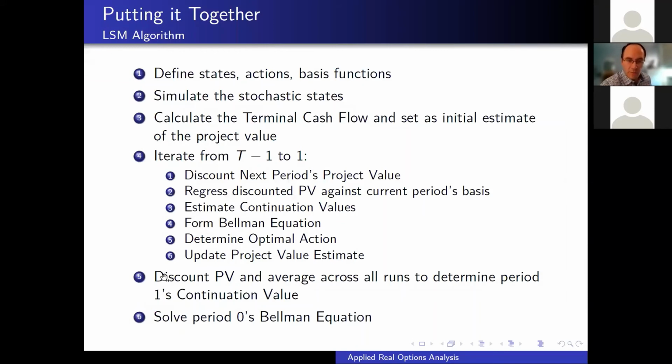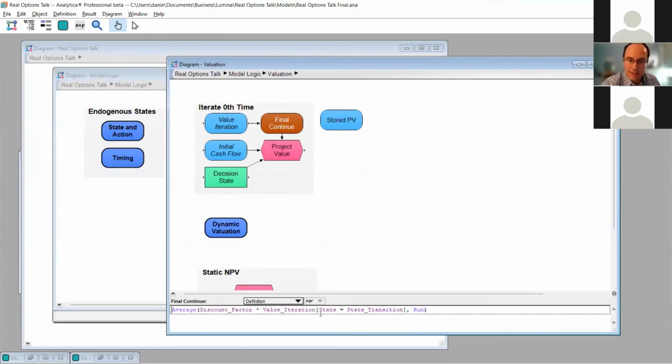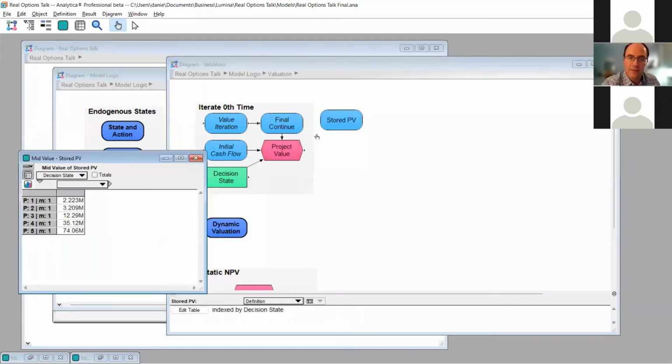There's one final step, because again, we need to solve for step 5: discount the project value in period 1, average across all the runs for the period 1's continuation value, and then solve for the initial cost. And that's what this does. This is the period 1 project value estimate. We then average, and we step back, and then we add it to the initial cash flow plus the final continuation value, and we take the maximum of the action. And I just sorted out the states that are the decision state. So for this, I have it stored.